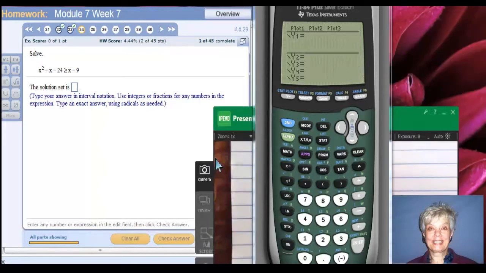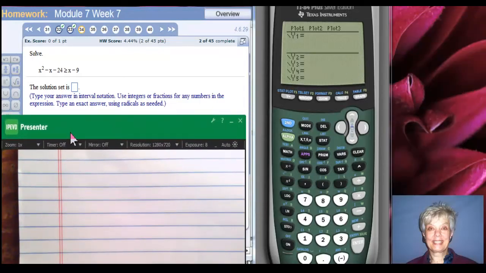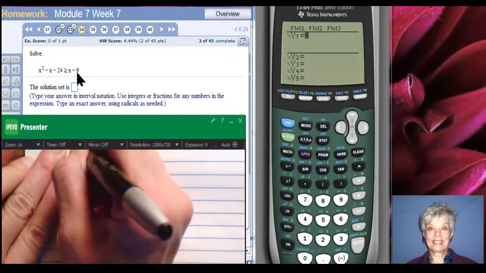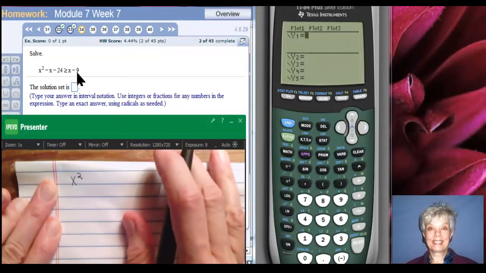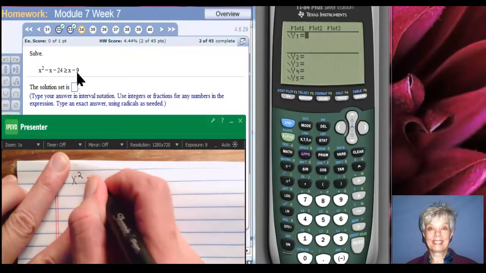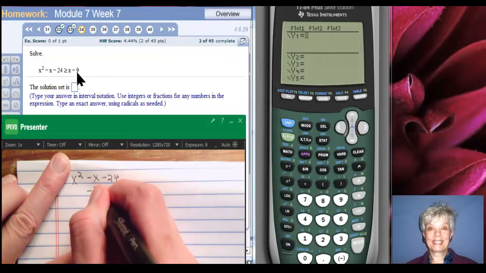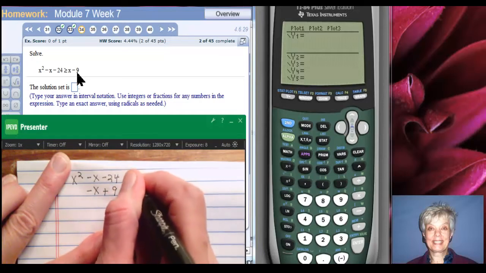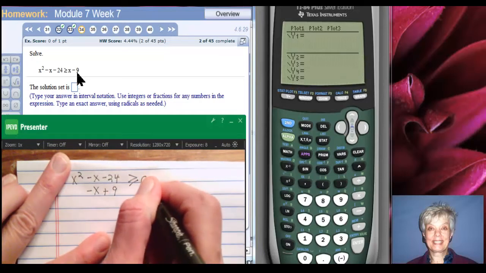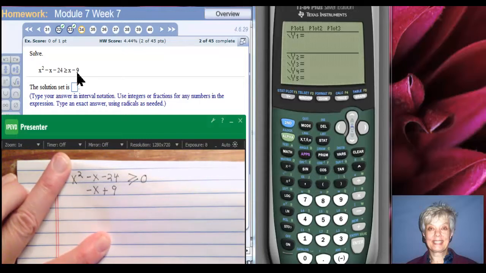So, now I'm going to pull over my writing sheet and I'm going to write. What I'm going to do is put a 0 over here. To do that, I'll have to subtract x from both sides and add 9 to both sides. So I'll have x squared minus x minus 24 minus another x plus 9 is greater than or equal to 0. That means we're going to be using brackets and including the x-intercepts.